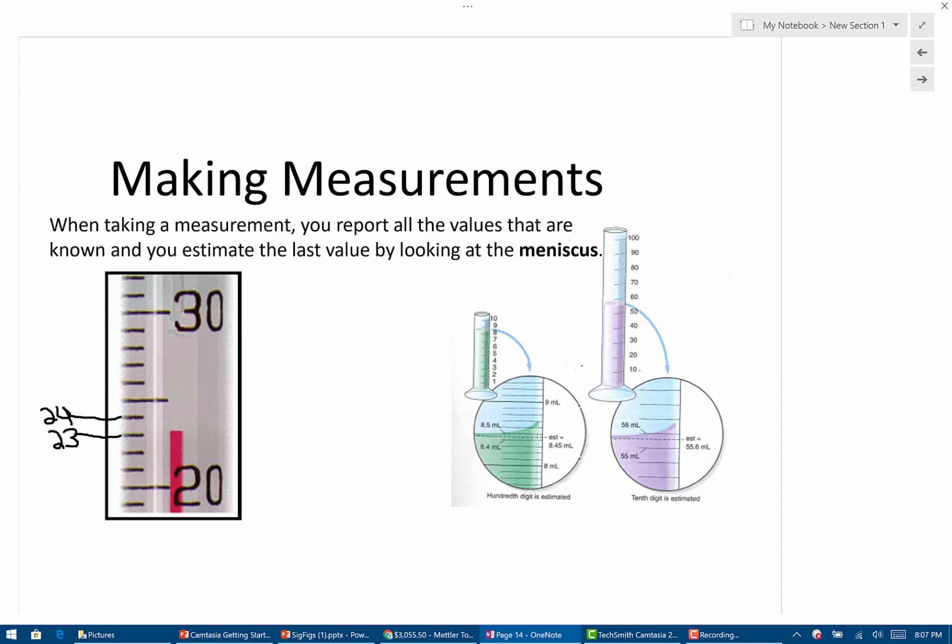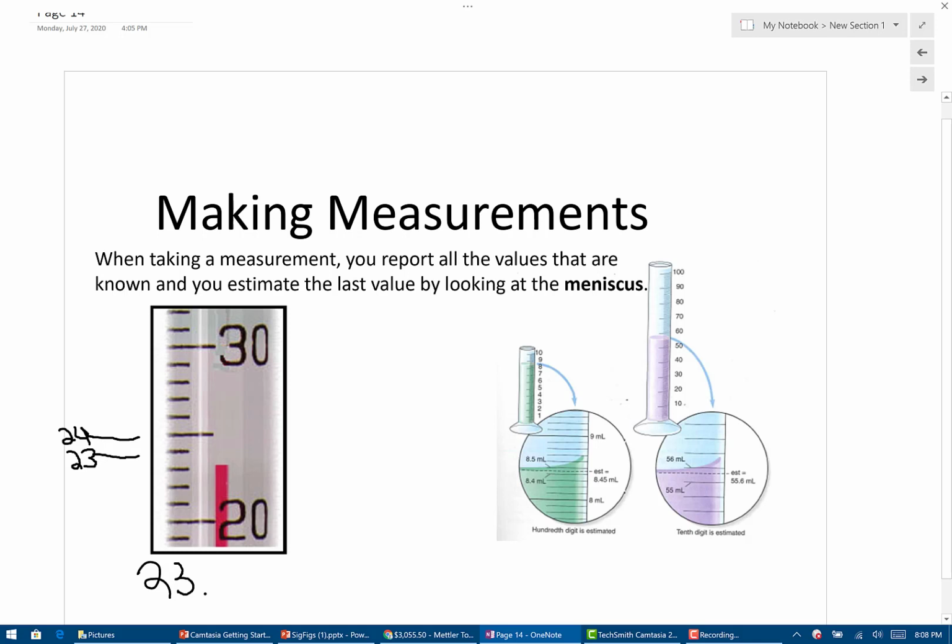And to me, it looks like it's a little bit closer to 23 than it is to 24. So I might say it's 23.3. And again, other people might not agree with this. They might say it's 23.2, or no, it's 23.4. And the point is that it's closer to 23 than it is to 24. So we're estimating that last digit.